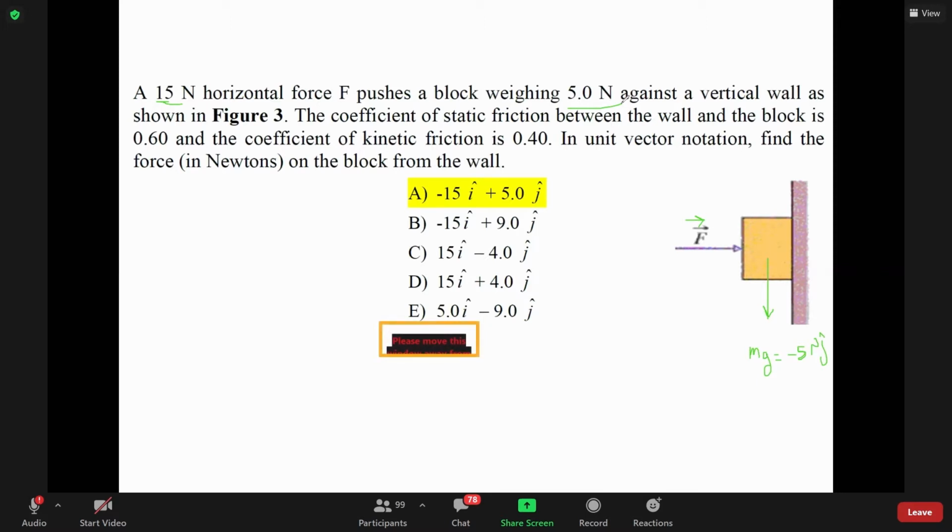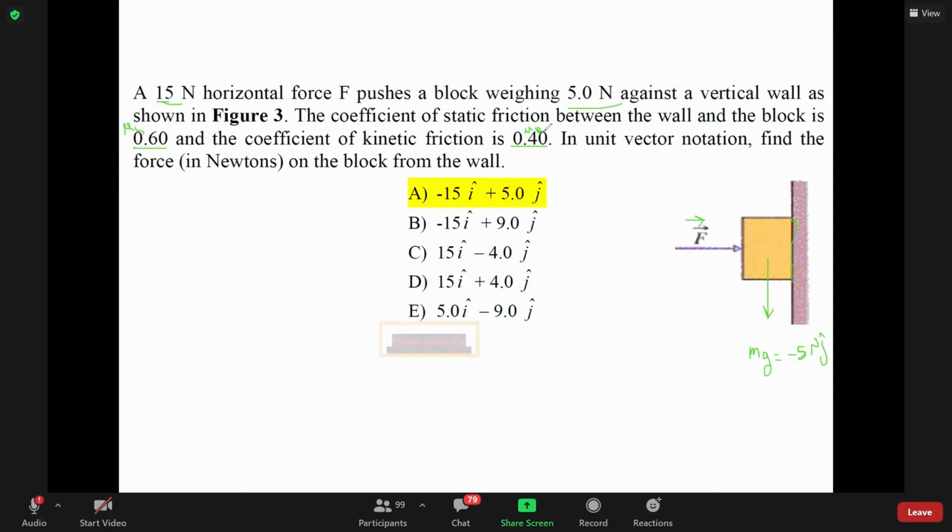The coefficient of static friction between the wall and the block. So here there is friction. The coefficient of static friction is 0.6, so this is mu S. I have another one which is mu K. The reason he gives you both is that he wants to make sure you understand what you are doing. This is a very difficult question.